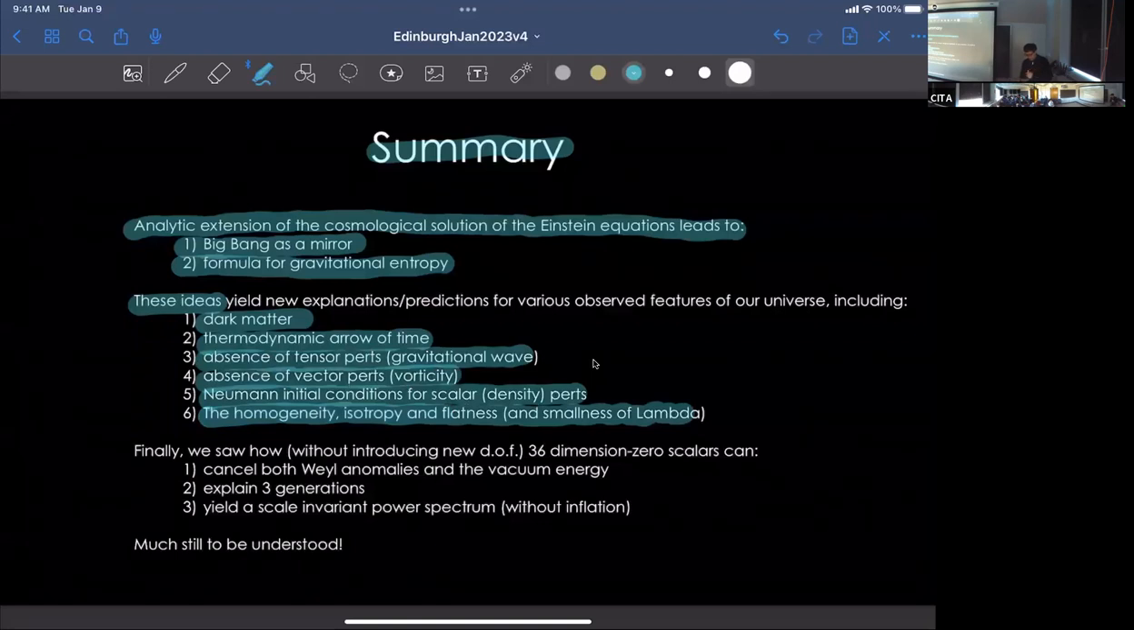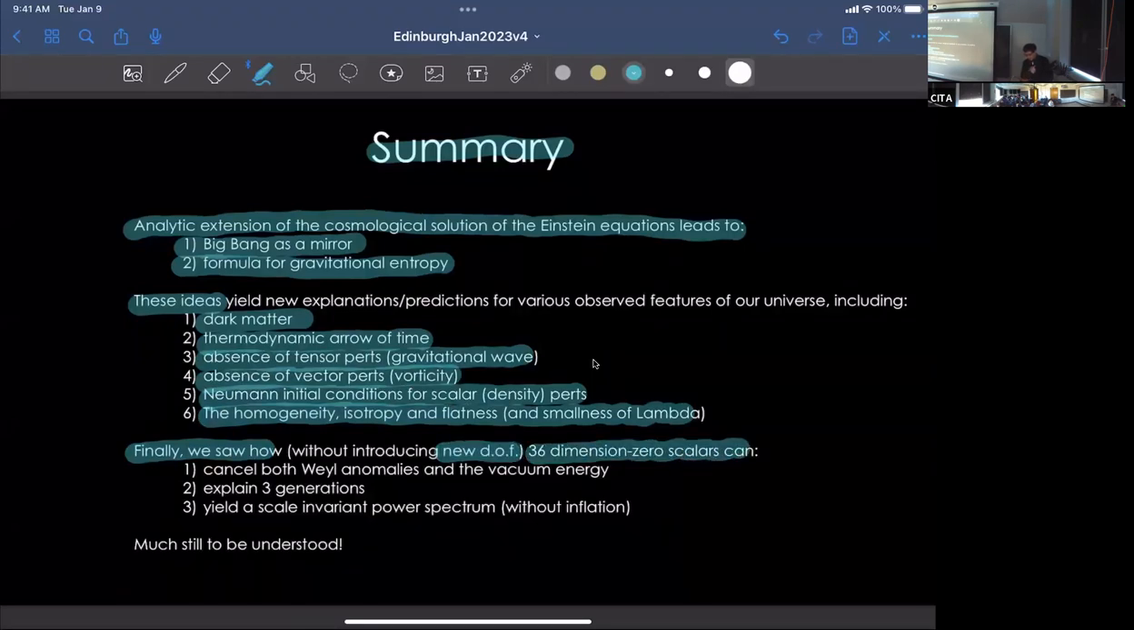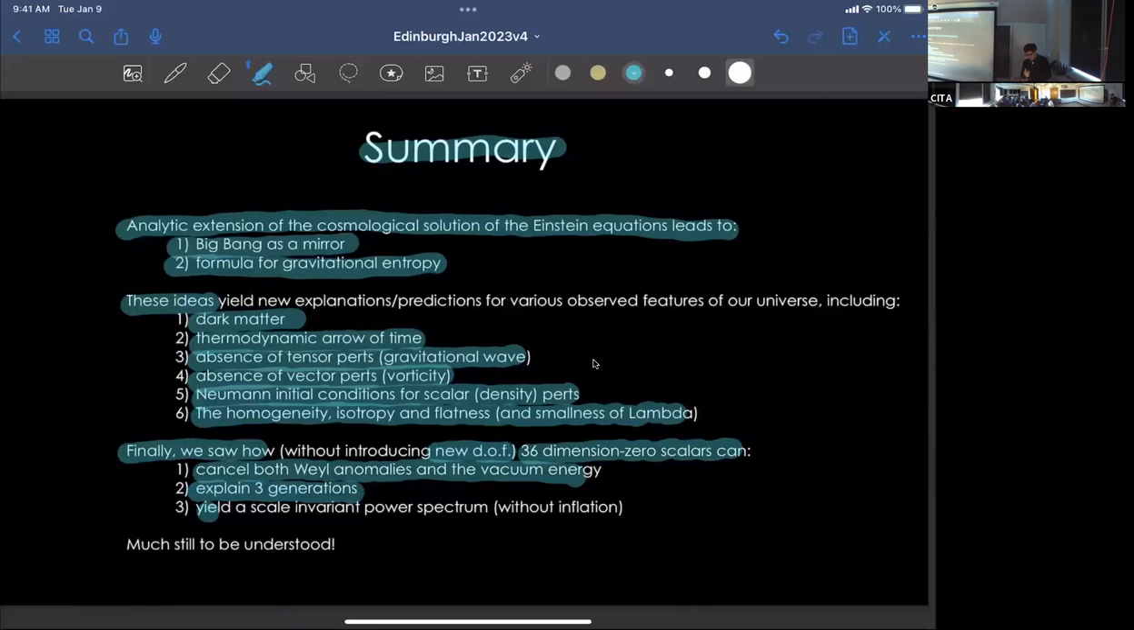And then finally, we saw how, without introducing new local degrees of freedom, 36 of these weird dimension zero scalar fields can cancel both of the Weyl anomalies and the vacuum energy. They seem to give a kind of explanation, in quotes, of the existence of three generations, which we saw was needed to have the right relationship between fermions and gauge bosons to get that cancellation. And they seem to be able to give a scale invariant power spectrum of density perturbations without having to put the theory in an inflating background.